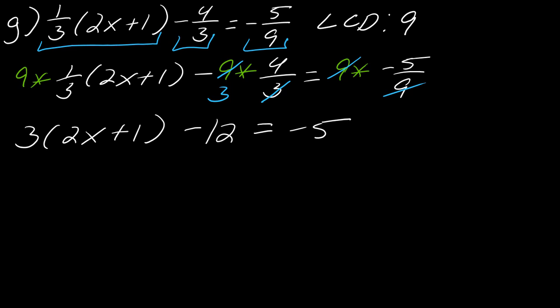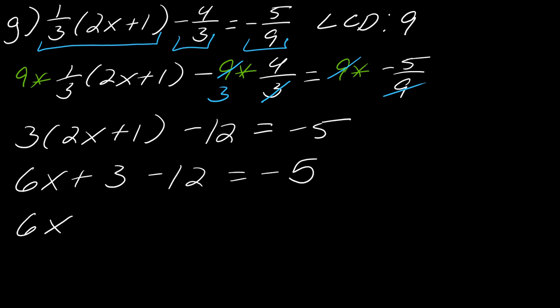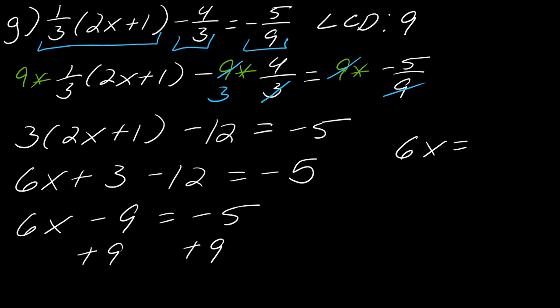Okay, and so from here, I can distribute. So this is 6x plus 3 minus 12 equals -5. And so then let's see, I get 6x minus 9 equals -5. Add the 9 to each side. So I get 6x equals 4. Divide both sides by 6, and x will equal 2/3.